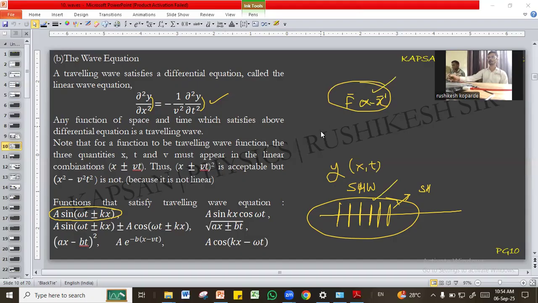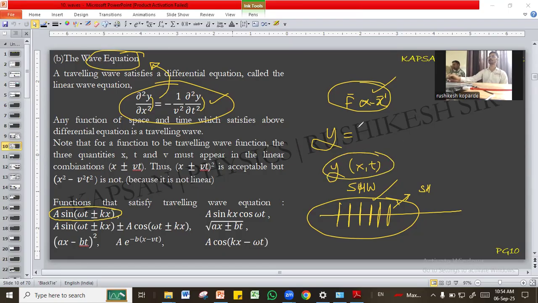Now for a simple harmonic wave, the wave function will be this. See, wave equation. If they say wave equation, you have to write the partial derivative or differential equation. This differential equation means equation of wave, traveling wave. And y is a function of position and time. This is called the wave function.